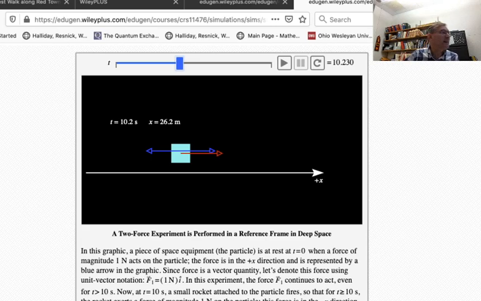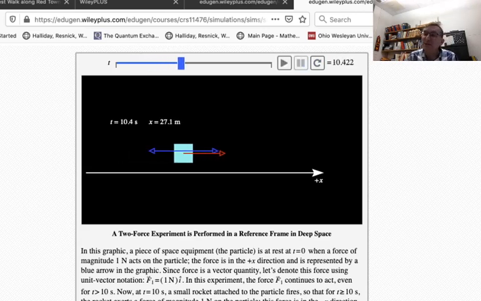So before 10 seconds, I have one force, F1, to the right. Notice the velocity. Now let's look at that. Let's run it for 10 seconds. The velocity is definitely changing. Now, pause it for a minute.